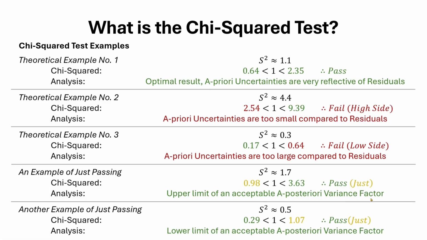And then another example of just passing, a variance factor of 0.5. So the chi-squared test 0.29 is less than 1. Yes, it is less than 1.07. Just. That's another just pass. This is the lower limit of an acceptable a posteriori variance factor.